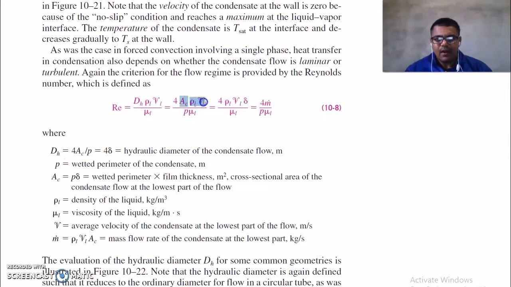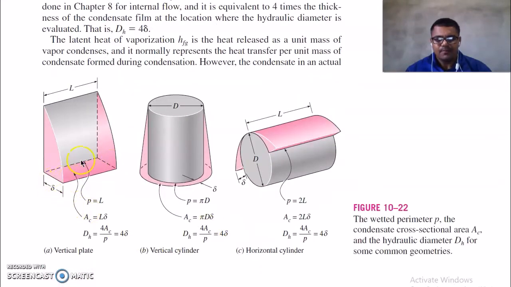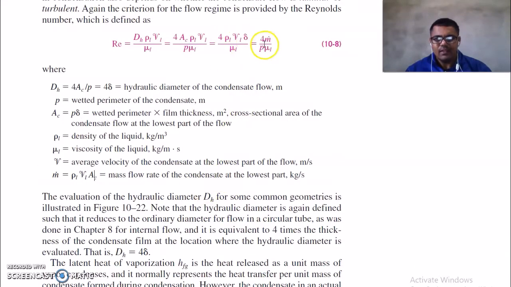Now this factor is called mass flow rate, which is density into velocity into cross-section area, which is the mass rate of condensate at the lowest part, means at this part. So you will get this relation as the Reynolds number, which is equal to 4 mass rate upon wetted perimeter of condensate into viscosity of liquid.